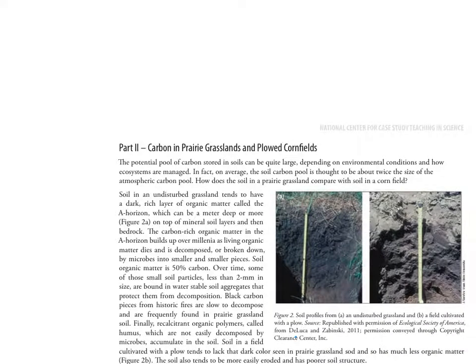Now we're actually ready to tackle the reading, now that we've looked at these soils. The potential pool of carbon stored in soil, so I'm looking right here in this first paragraph. The potential pool of carbon stored in soils can be quite large, depending on environmental conditions and how the ecosystems are managed. In fact, on average, the soil carbon pool is thought to be about twice the size of the atmospheric carbon pool. Whoa, that's a bold statement there. Sounds like something I should take note of. So I'm going to take note of this.